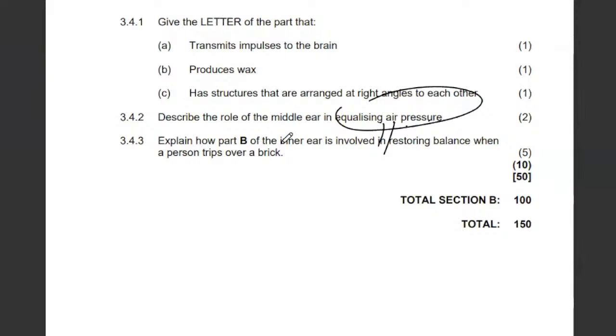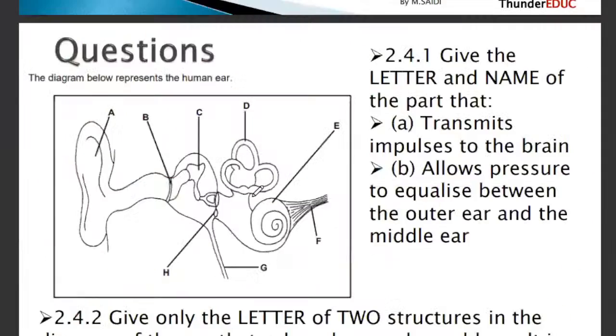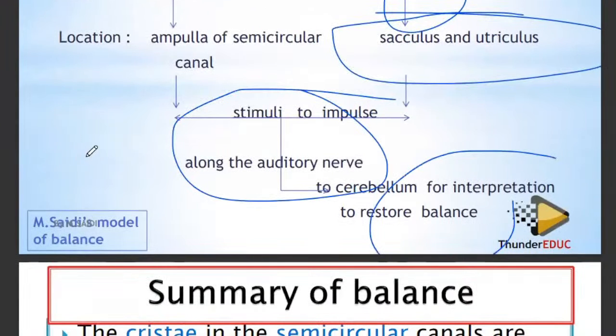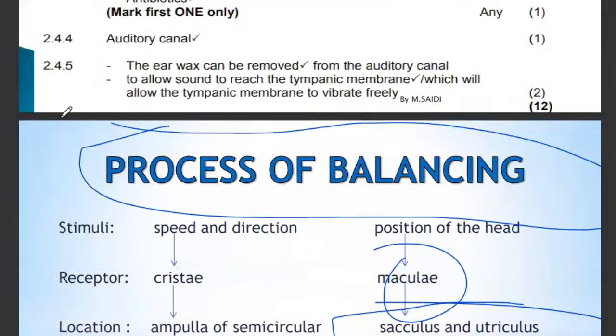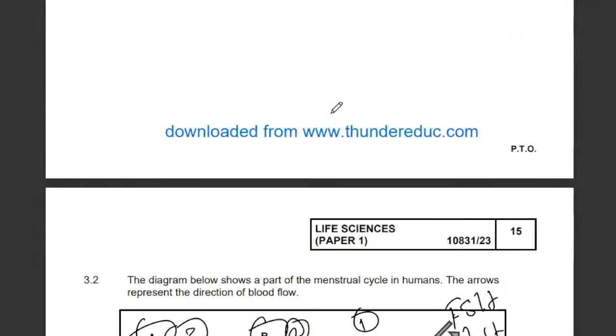So they're saying explain how B of the inner ear is involved in restoring balance when the person trips over the brick, meaning that there is a change in position. So basically you have to explain the balance of the body. When there is a change in the position of the head or body, you have to explain the process, the semicircular canals and the impulses. So basically, you have to explain the process of balance, but you link it to this question. Those who used the distinction material, you got a distinction.